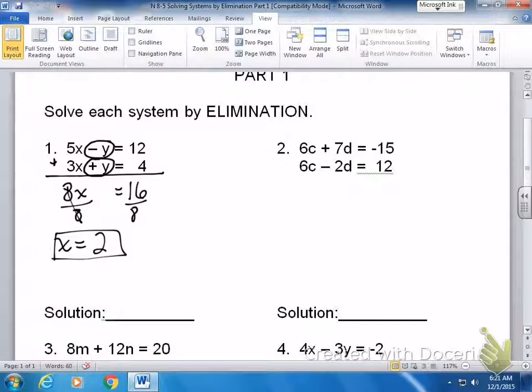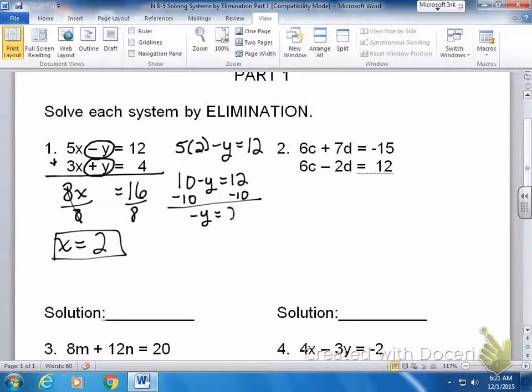Well, now I can go back to either equation, plug my 2 in for x, and solve. It really doesn't matter which one. I'm going to go ahead and throw it into the top one. So I'm going to have 5 times 2 minus y equals 12. Now all I have to do is solve this for y, and I'm going to have my answer. So I have 10 minus y equals 12. I need to subtract 10 from both sides because I'm trying to solve for y. So I have negative y equals 2. But I can't have negative y, I need positive y, so I divide both sides by negative 1. And I get y equals negative 2.